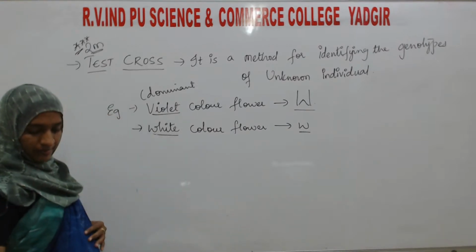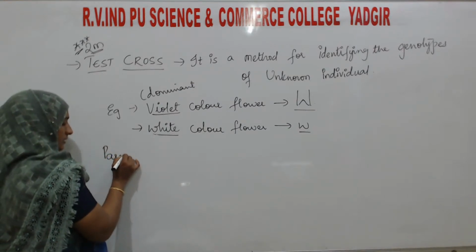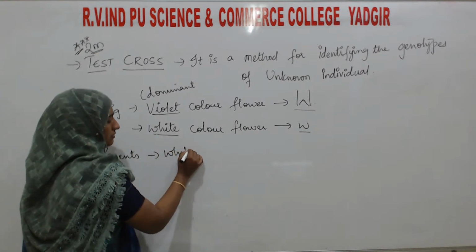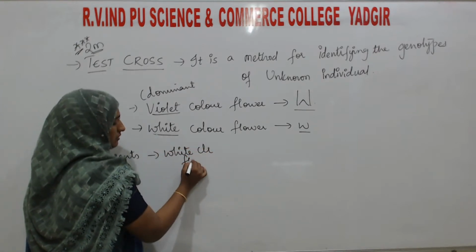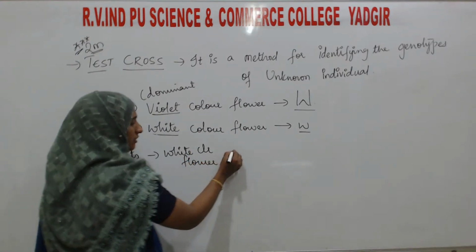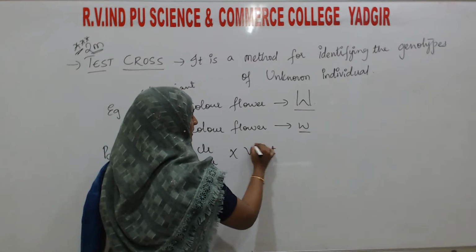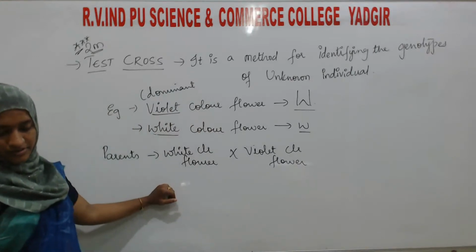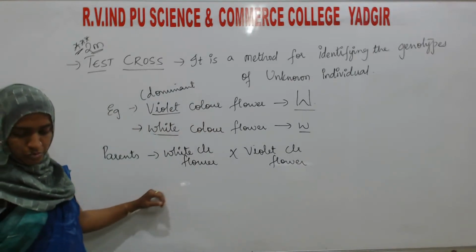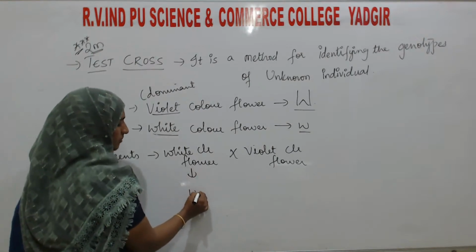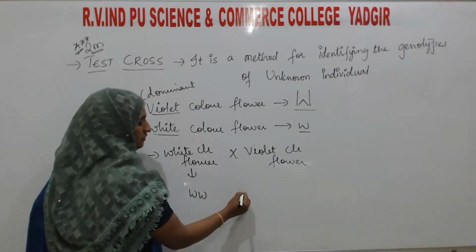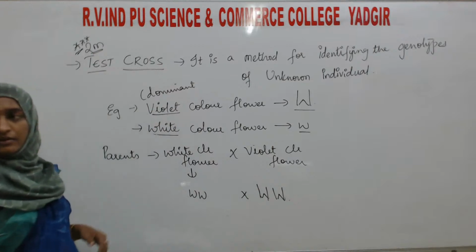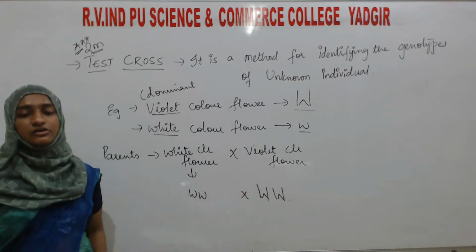First, what are the parents? The parents: a white color flower is crossed with a violet color flower. White color flower means small w, crossed with capital W and capital W. This is recessive and that is dominant.